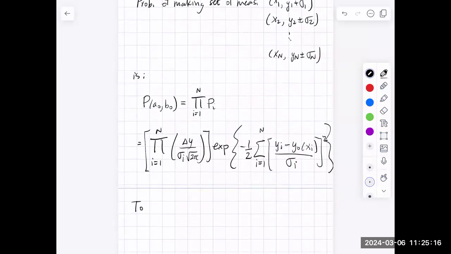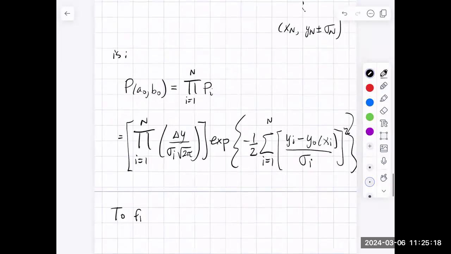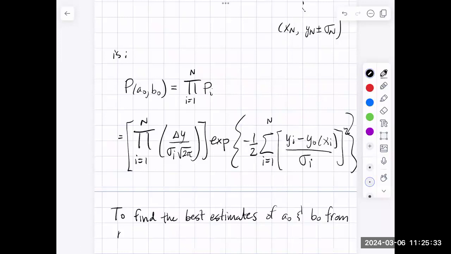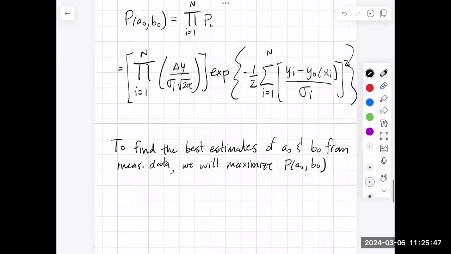So to find the best estimates of A0 and B0 from the measured data, we will maximize P of A0, B0 by minimizing the stuff that's inside the exponential without the negative sign.